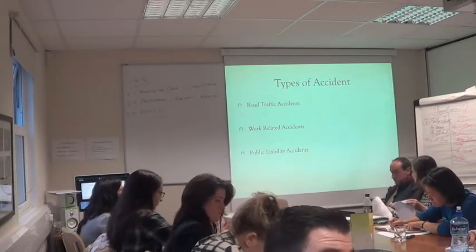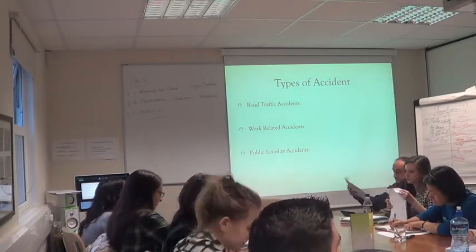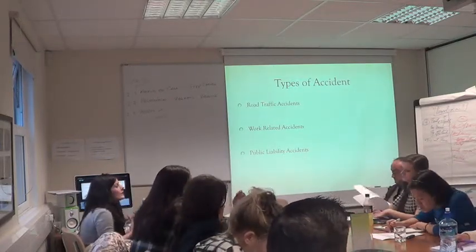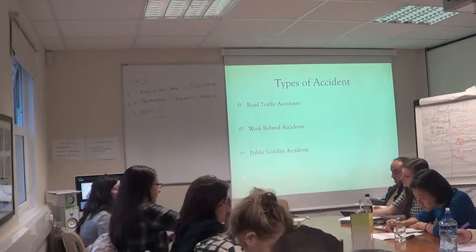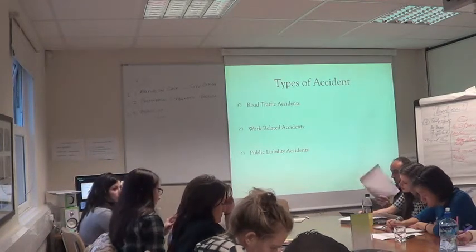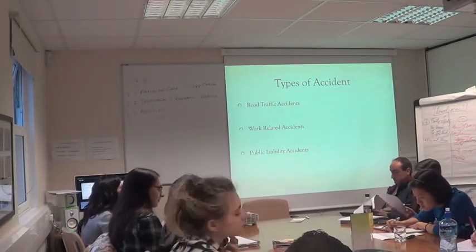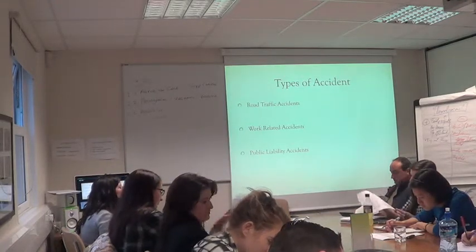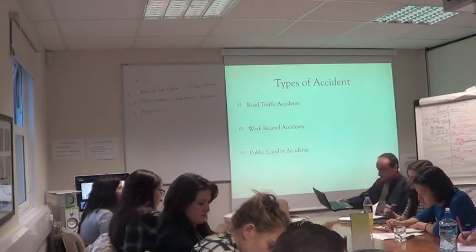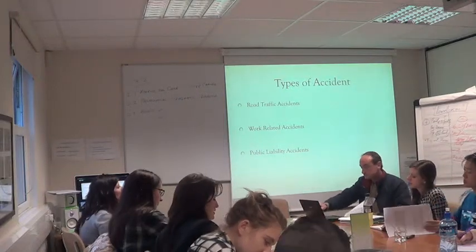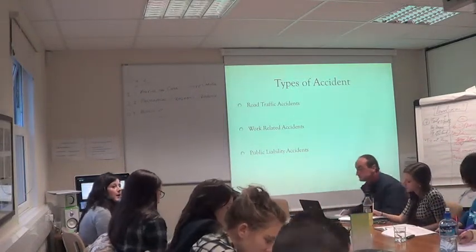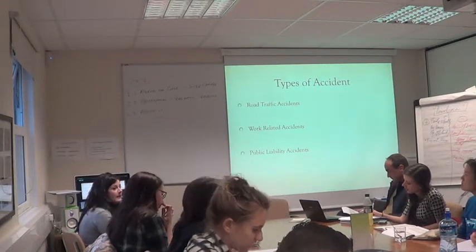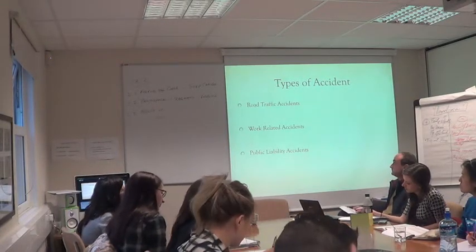So what types of accidents may you be presented with? You have road traffic accidents, which are fairly common. You have work-related accidents, in connection with employment, and you also have public liability accidents. That might be a spillage in a shop, or a curb whereby a person trips and falls over it. So you have public liability actions.